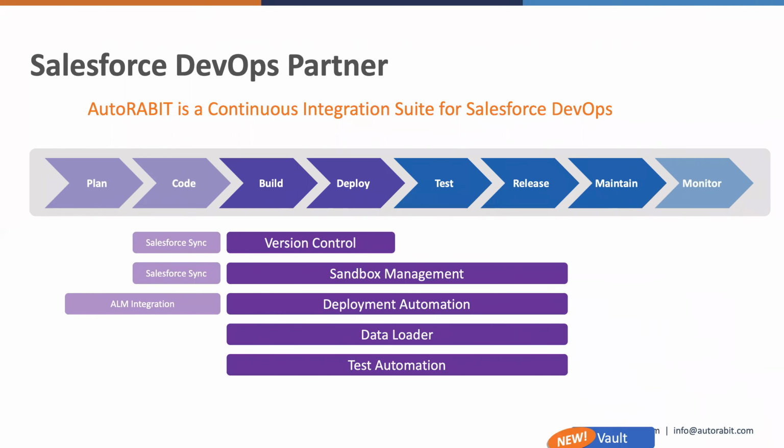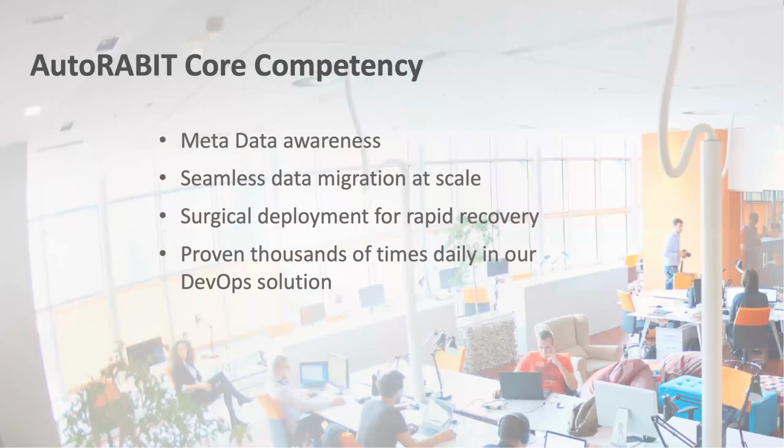Our latest product edition, Vault, extends the capabilities of the AutoRABIT suite, bringing metadata-aware backup and recovery to your DevOps process. A few of the benefits of metadata awareness are seamless data migration at scale and surgical data deployments for rapid recovery. And as I mentioned earlier, the underlying core technology used in Vault has been used in our DevOps solutions, so its restore capabilities are tested daily.